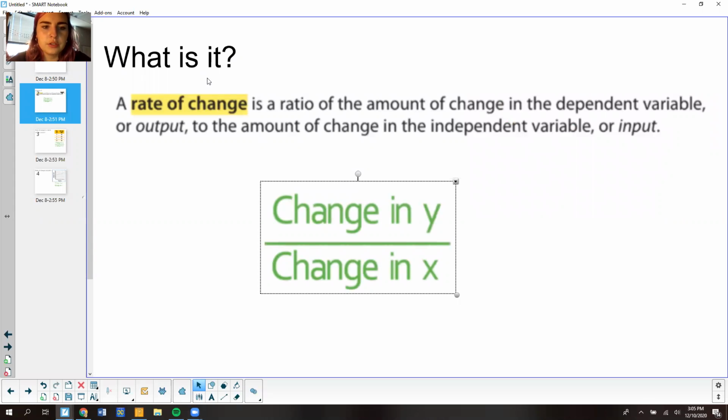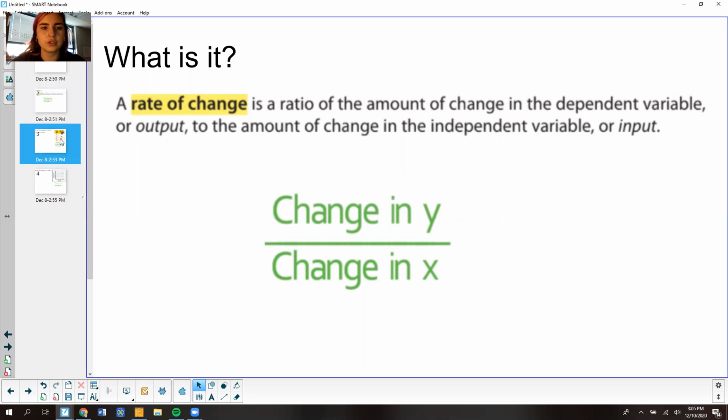What is rate of change? A rate of change is a ratio of the amount of change in the dependent variable or output to the amount of change in the independent variable or input. So, kind of a wordy definition, all this really means is a rate of change is the difference in y, or the change in y values, divided by the change in x values, or the difference in x values. And we'll look at what this means in a situation.